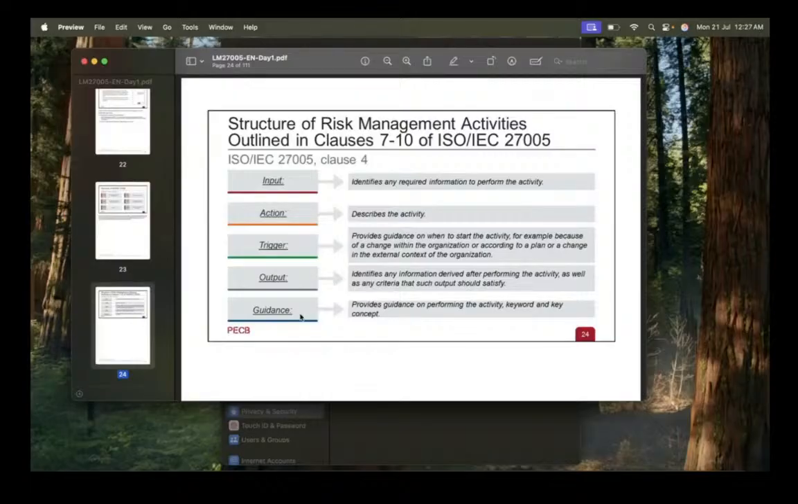It provides the guidance. If you remember, I have been saying that this is a general guidance standard. So that is the last step, which provides guidance on performing the activity, keywords, and key concepts. This is an important structure of the risk management activity. You can note down the points here, or go through it later and try to understand it, and if there is anything, we can discuss that as well. So: input, action, trigger, output, and guidance. That is how it is.